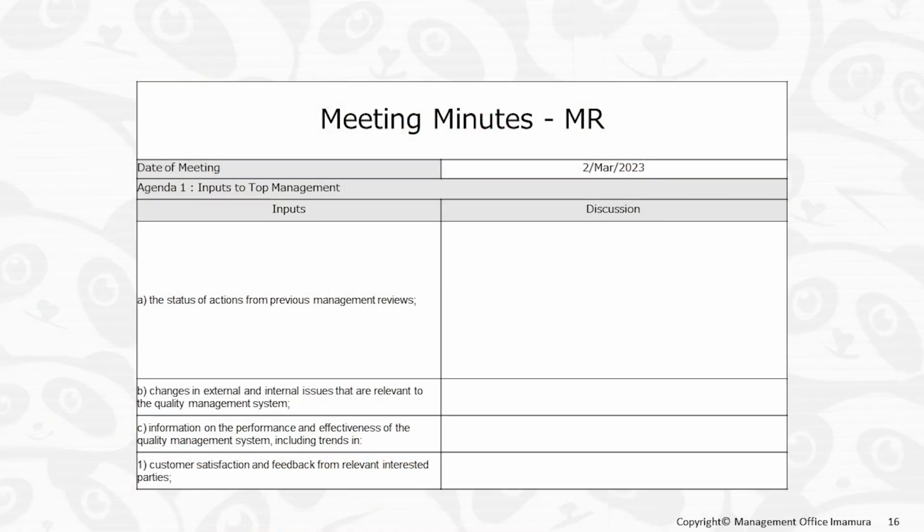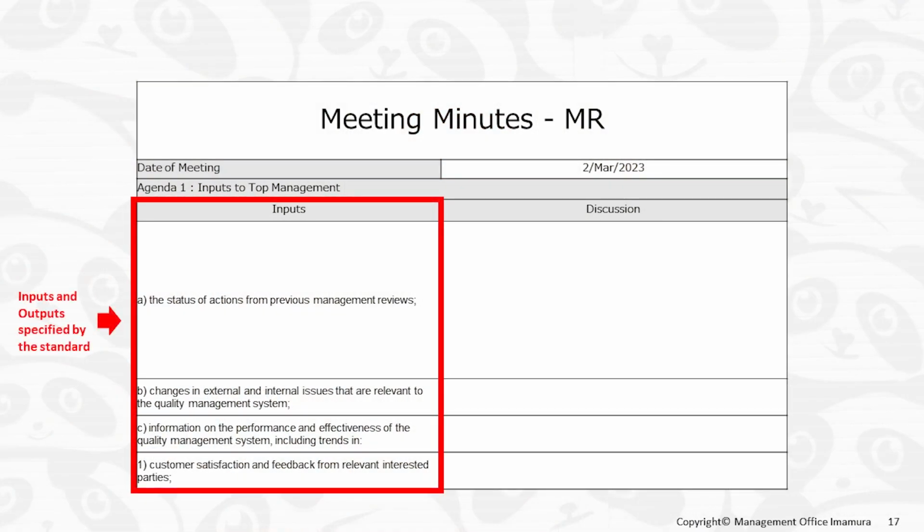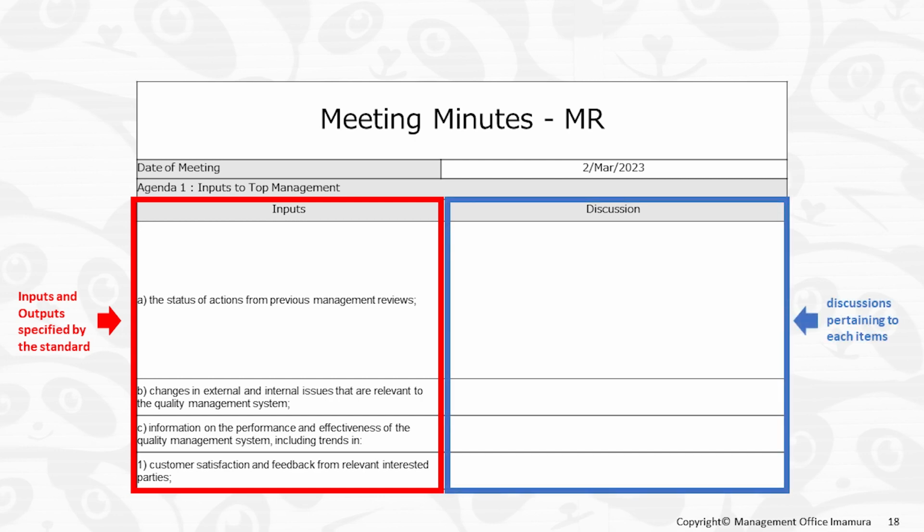In addition, the ISO standard requires a record of management review should be maintained. To meet this requirement, it'd be beneficial to keep meeting minutes of the management review in a specific format. This kind of format involves listing inputs and outputs on the left side of the minutes and providing a detailed summary of the discussions pertaining to each item on the right side of the minutes. This approach ensures that the inputs required by the ISO standard are fully reported to top management and adequately addressed in the discussions during the management review.